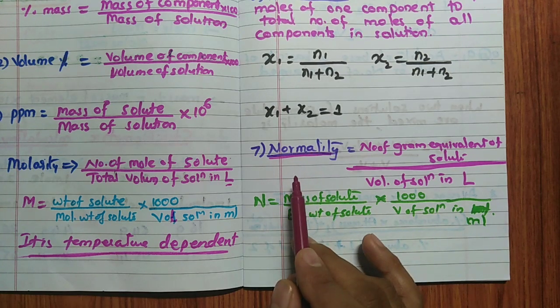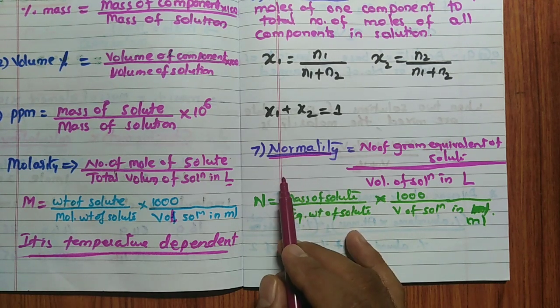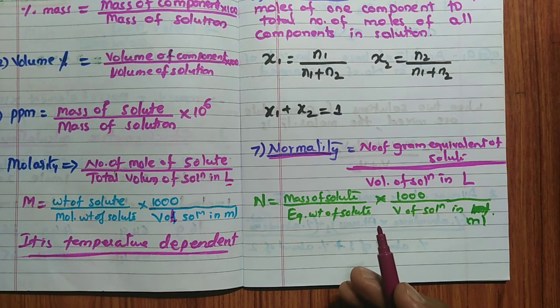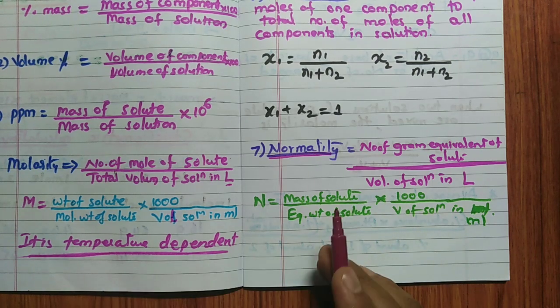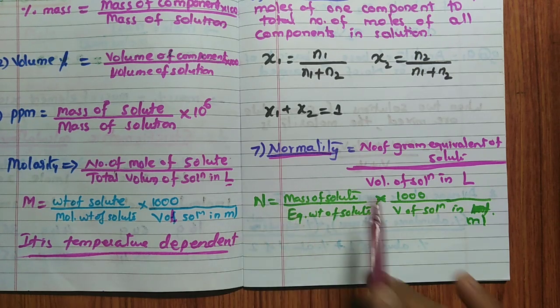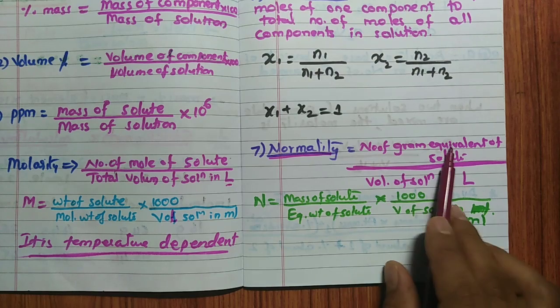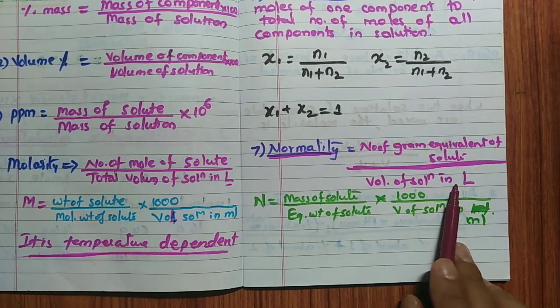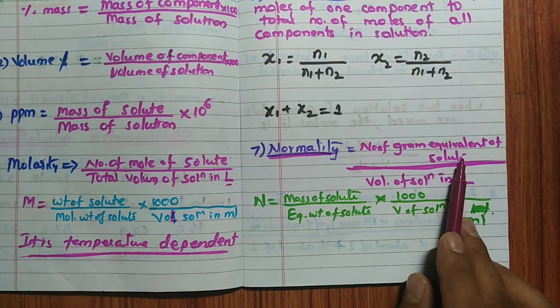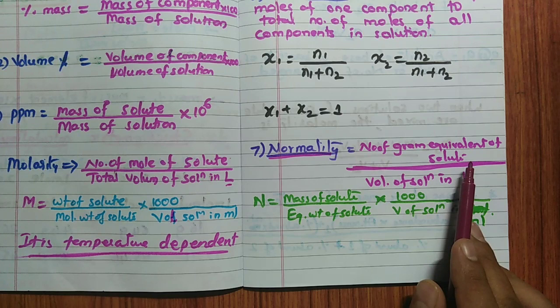But how to calculate normality? See, one thing is very important. If you know the normality formulas, it's very easy to calculate, remember. On that normality, I will make a very small video in the next session, which will help you for JEE also. See, normality is nothing but number of gram equivalents of the solute divided by volume of solution in liter. How to calculate the number of gram equivalents? I am going to make a different video, so that you can see.